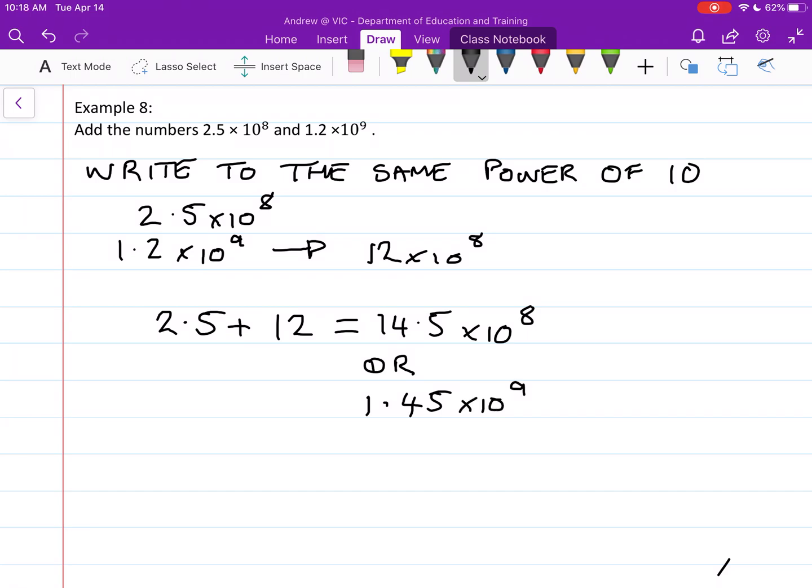Okay, so that's just how you add, and it's the same theory for subtracting as well. Okay, you just need to get them to the same power and do your normal subtractions and additions. Okay, so good luck with that.